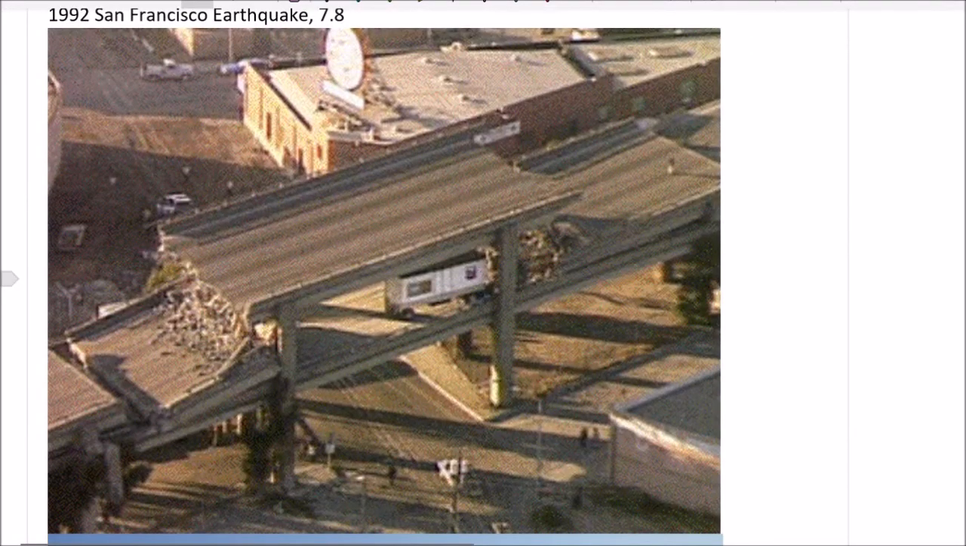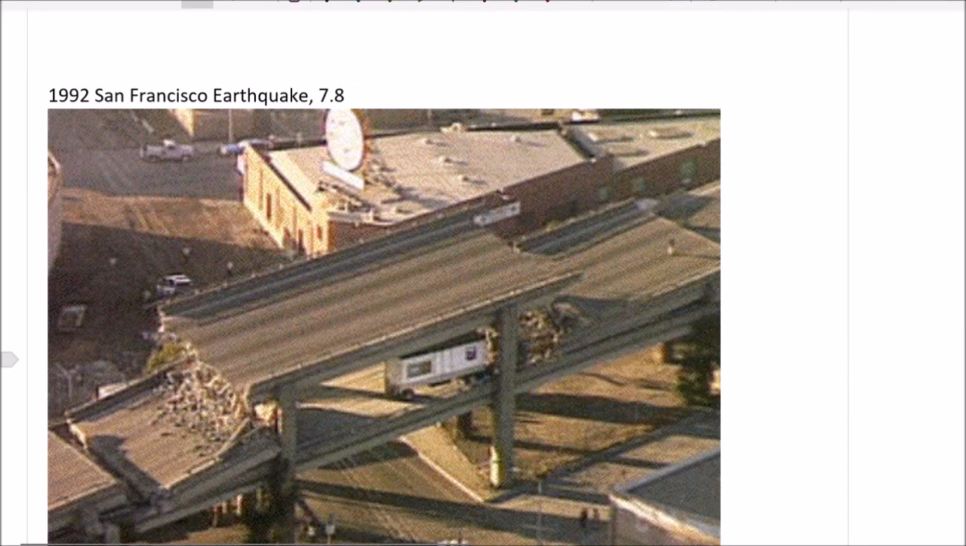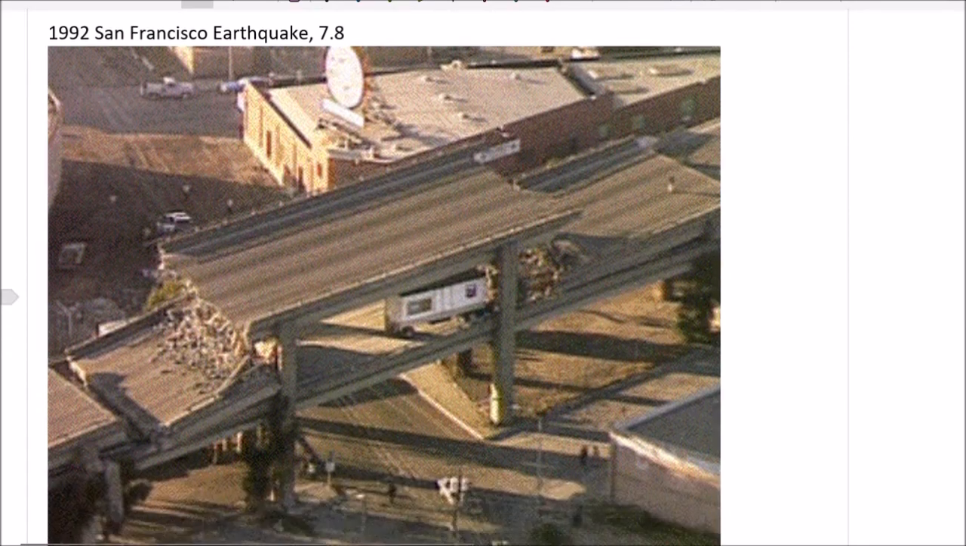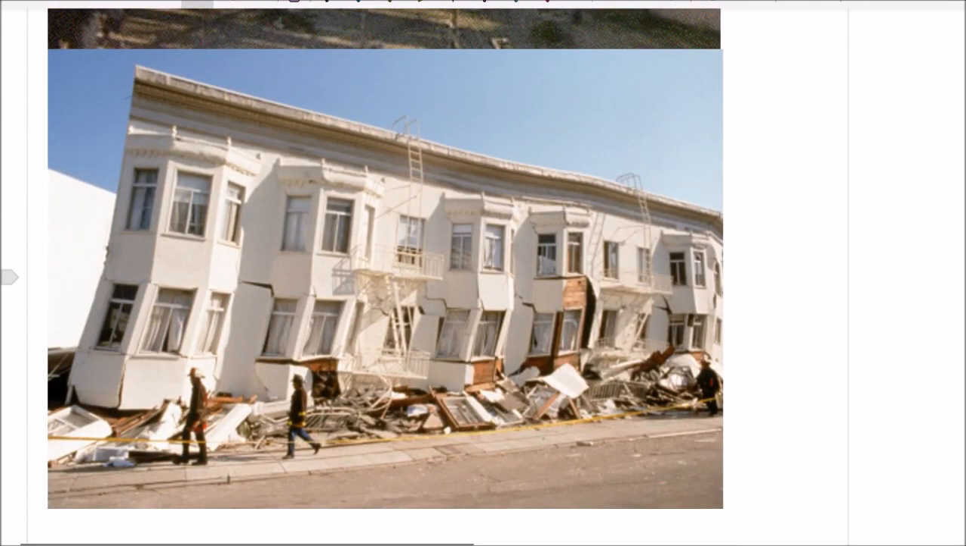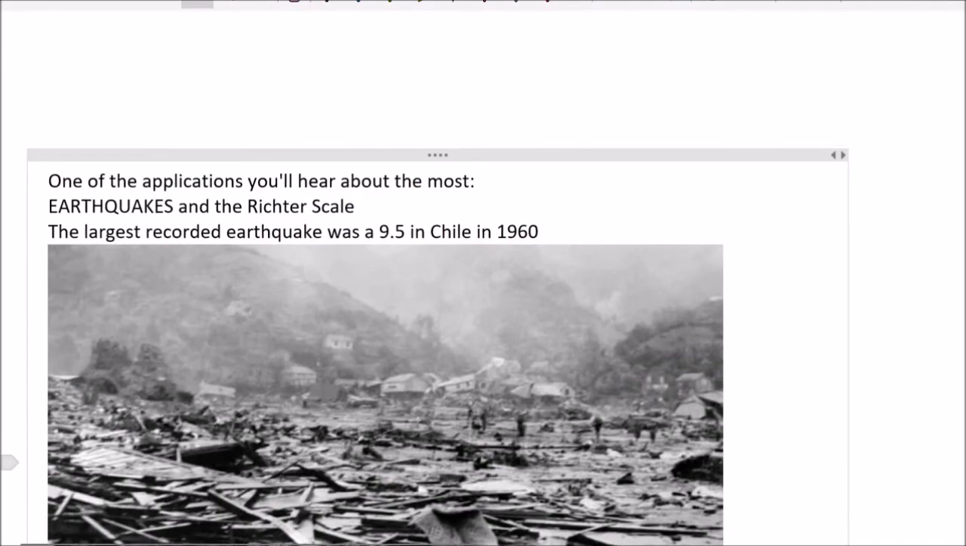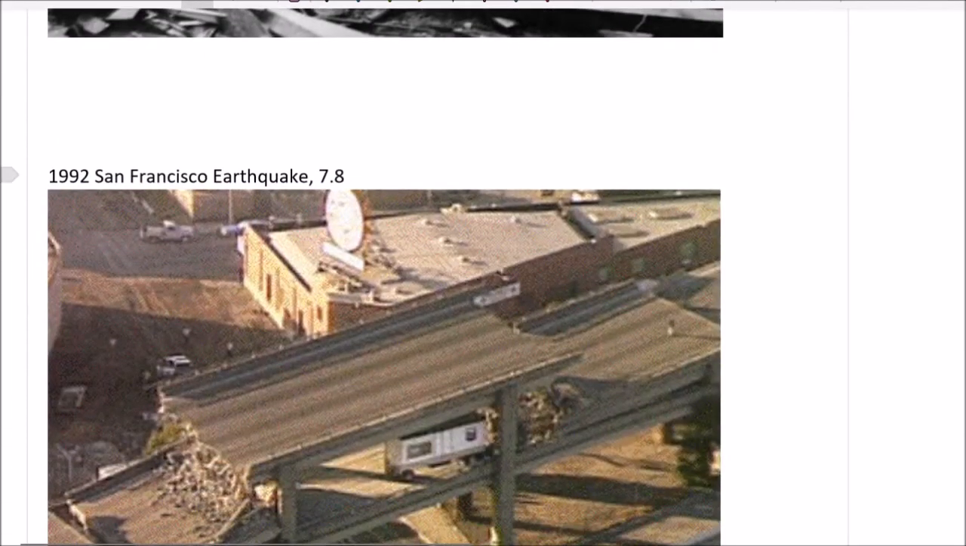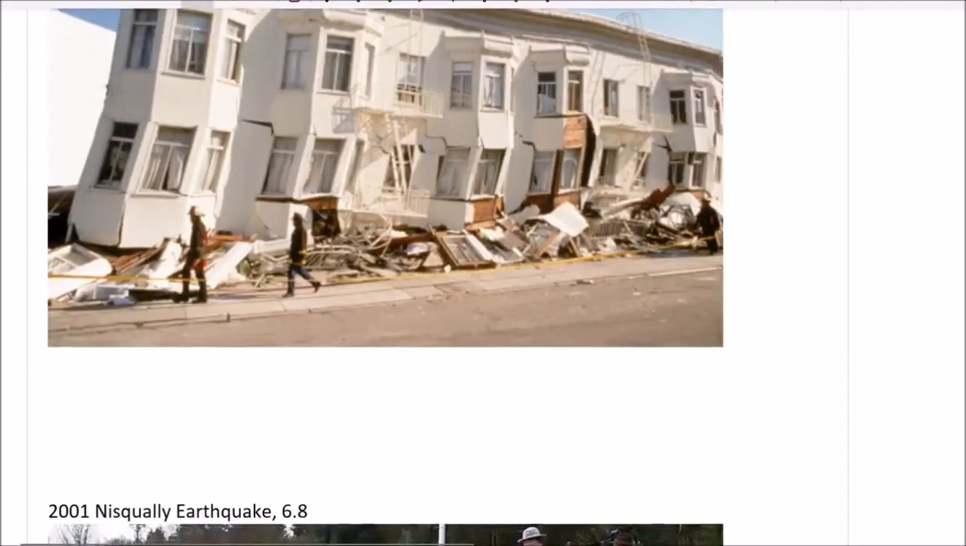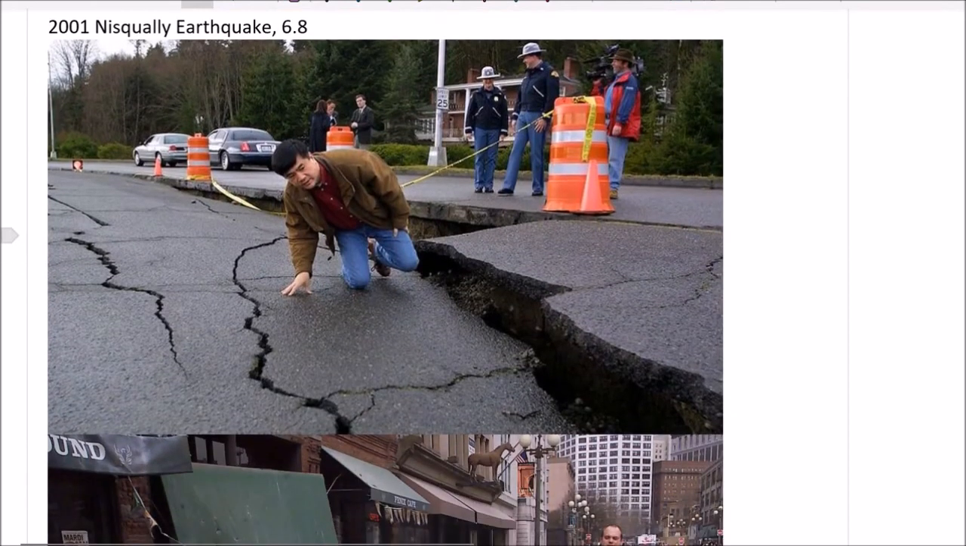Back in 1992 in San Francisco, they recorded a 7.8, the big San Francisco quake. And as you can see, there's significant damage. Freeway overpasses collapsed. There was lots of building damage. People were killed. That was bad. So keep those numbers in mind, though. Okay, this is a 9.5. This is a 7.8. We had one as recently in the Seattle area as 2001.